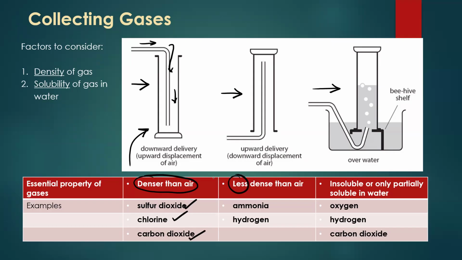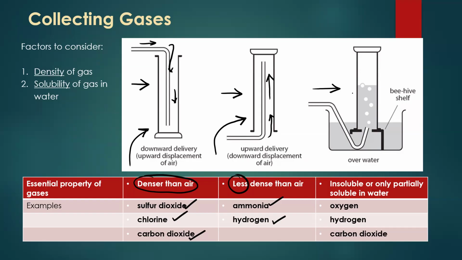Then the gases which are less dense than air will be collected here. Their jar will be upside down. So they will go up from the delivery tube and will be collected upwards, like ammonia and hydrogen. And these will be mentioned to you in the question, that this is denser than air or this is less dense than air. Otherwise, if it is not mentioned, and they ask you whether it is denser or less dense, then you can look at the diagram of the apparatus and identify. If it is upside down, then it is less dense. If it is downward, then it is more dense.